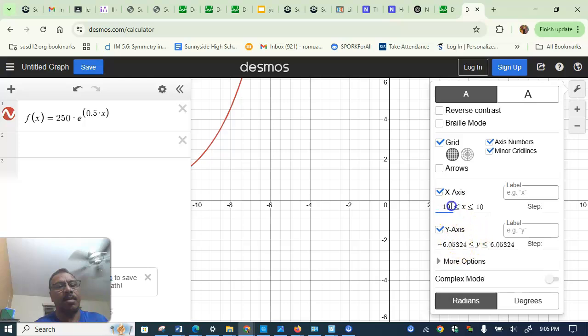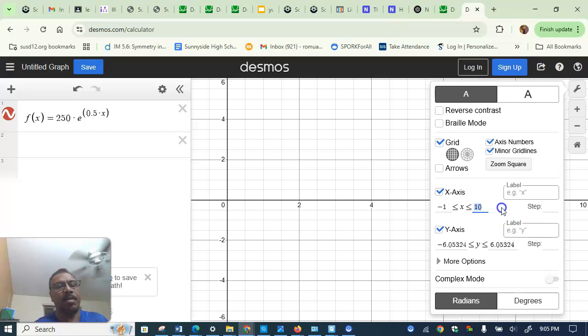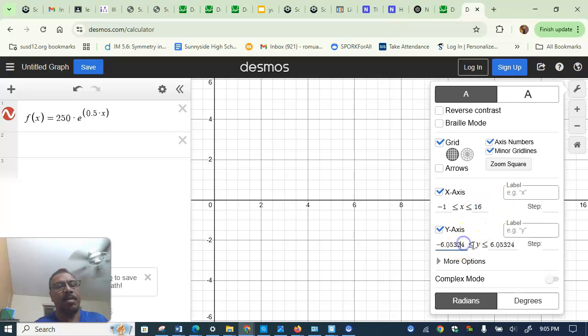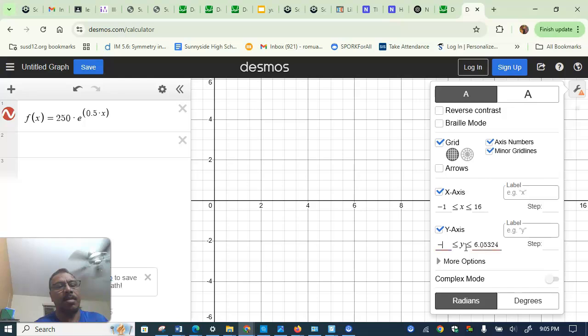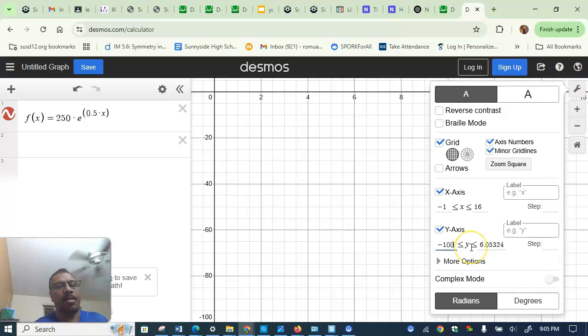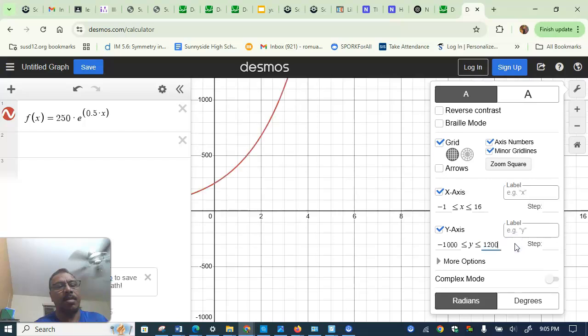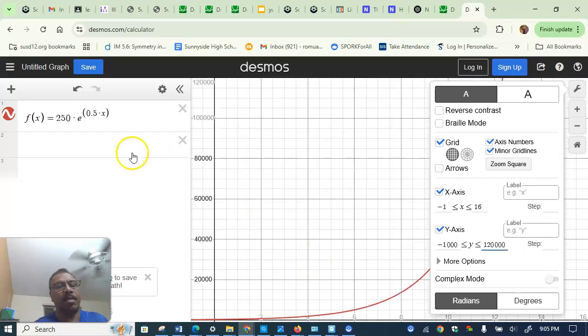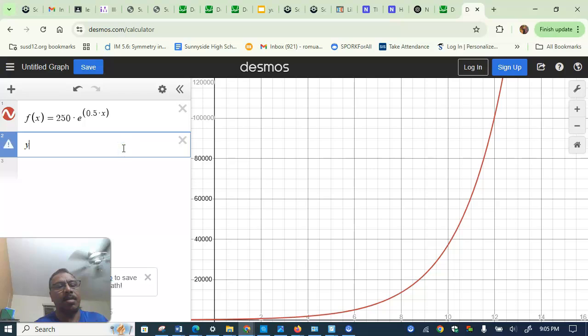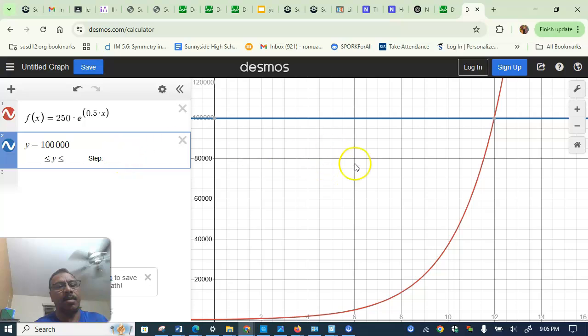So we'll change the x-axis to maybe -1 to 16 here. And we'll change the y-axis to -1,000 to maybe 120,000, because they want us to reach 100,000. See? So now in the next one, we'll put the output. We want to know how many weeks it will take for the cicada population to be 100,000. You can see this is 100,000, and the answer is almost 12 weeks.